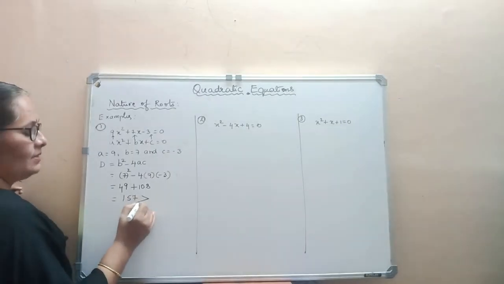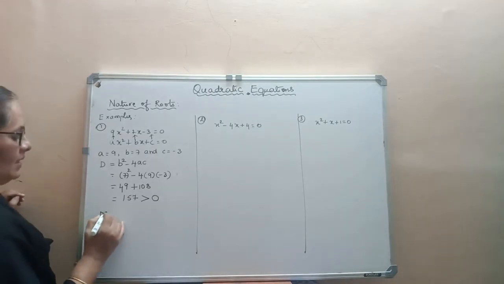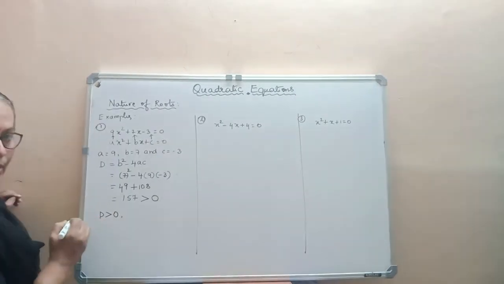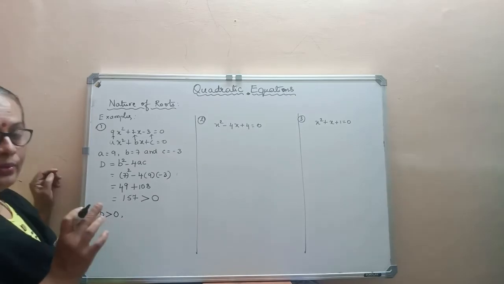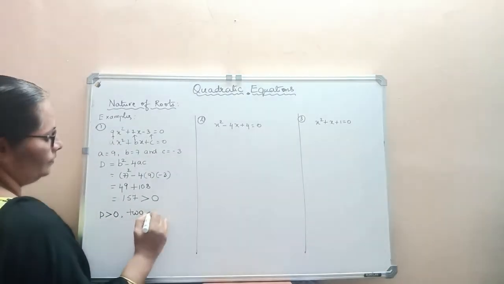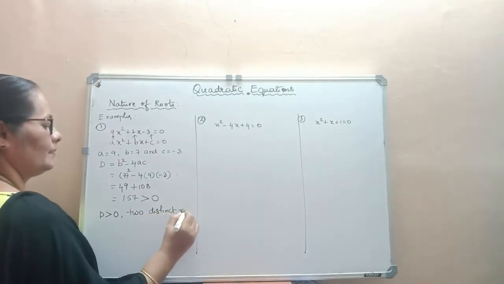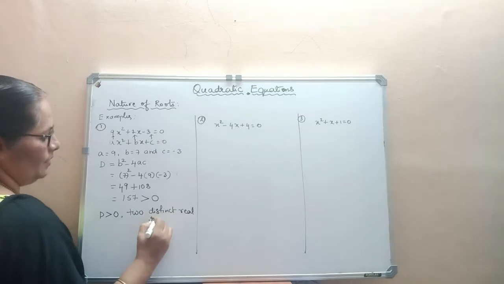It means that it is greater than 0. So discriminant is greater than 0. So what we get here? Two distinct real roots.